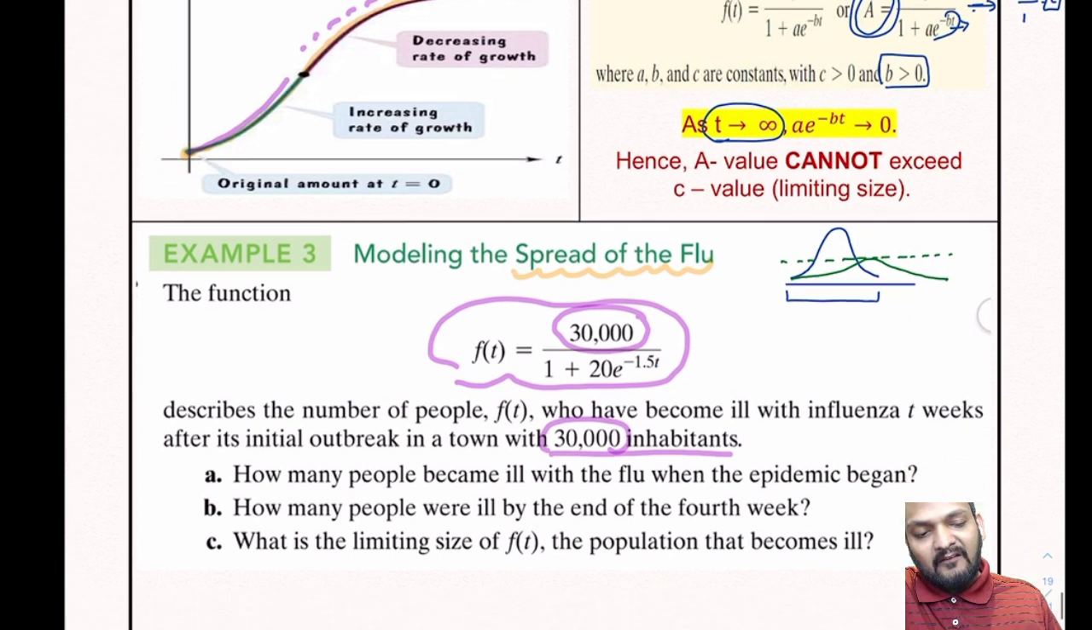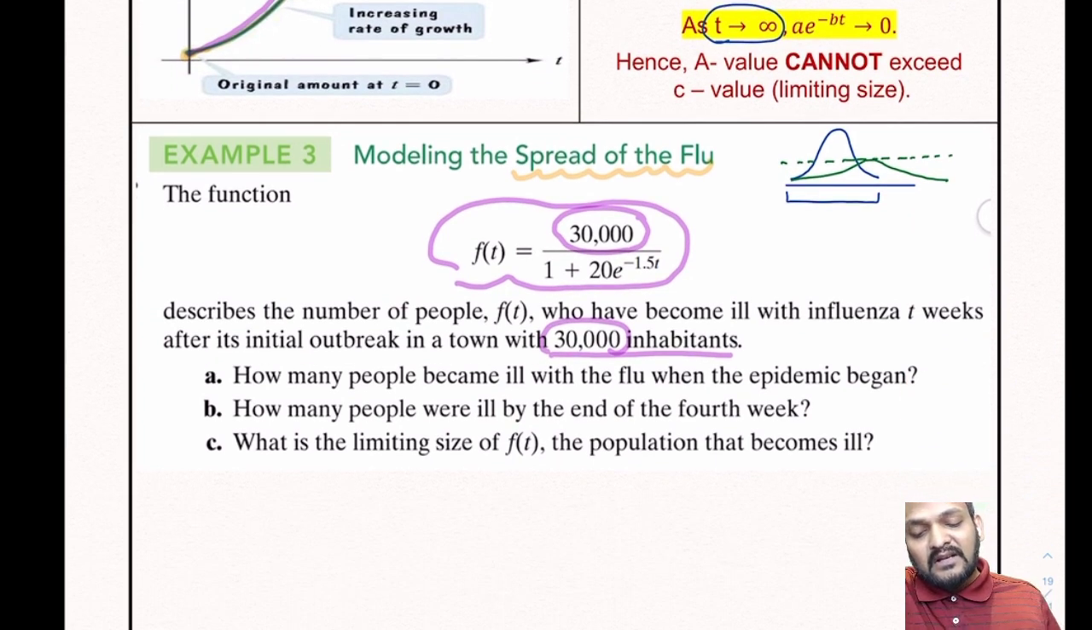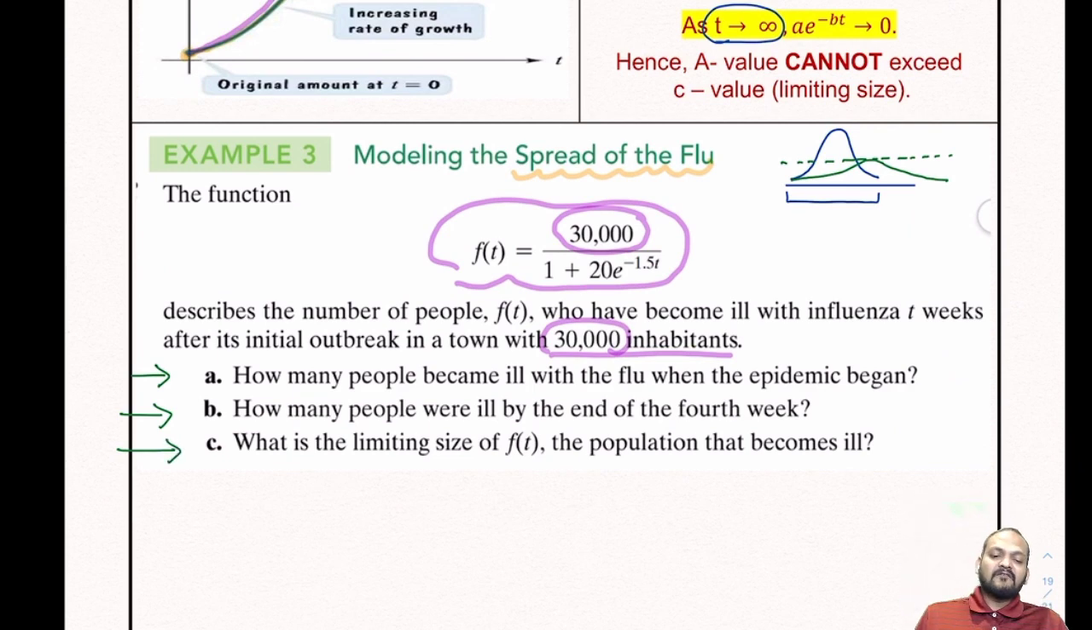So the question here is a couple of things. Somebody modeled this with the data that we have. Question number 1: how many people became ill with the flu when the epidemic began? Question number 2: how many people were ill by the end of the 4th week? And the third question: what is the limiting size of f of t, namely the amount of the population that will become ill?